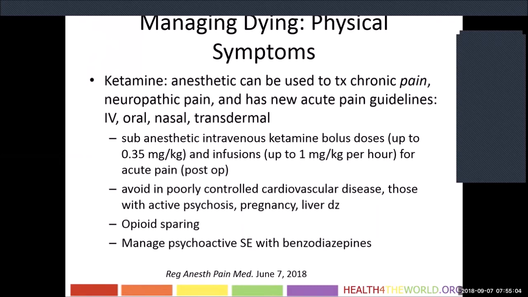You want to avoid it in poorly controlled cardiovascular disease, those who are actively psychotic, and liver disease. Again, it's opiate sparing. And if they have the psychoactive effect, so if they develop dissociation and confusion and hallucinations with ketamine, you're going to treat that with benzodiazepines and not with an antipsychotic. So that would be really important to remember, that if you're going to be giving ketamine, you've got to have some sort of benzodiazepine there just in case they develop psychosis. Ketamine psychosis treated with benzodiazepine.